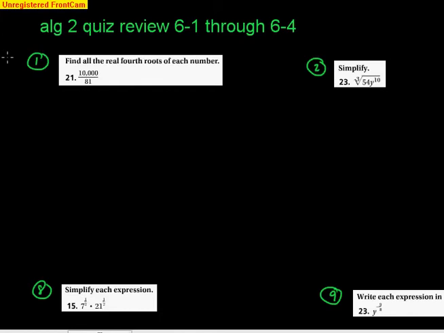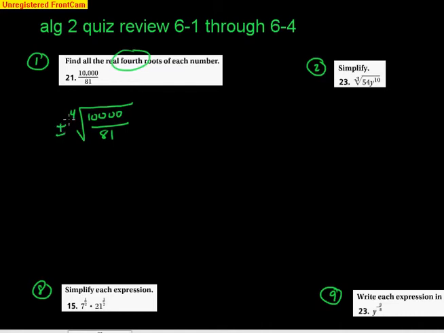Alright, number 1 here. Find all the real fourth roots of this number, 10,000 over 81. Remember, when they ask you to find the roots, there's no radical here, but I need to put this number underneath a radical. So this would be radical 10,000 over 81. If they're asking me for the fourth roots, that means the index is a 4. And if your index is even and you bring a radical into the problem, there are going to be two answers, plus and minus. That's because of the even idea.